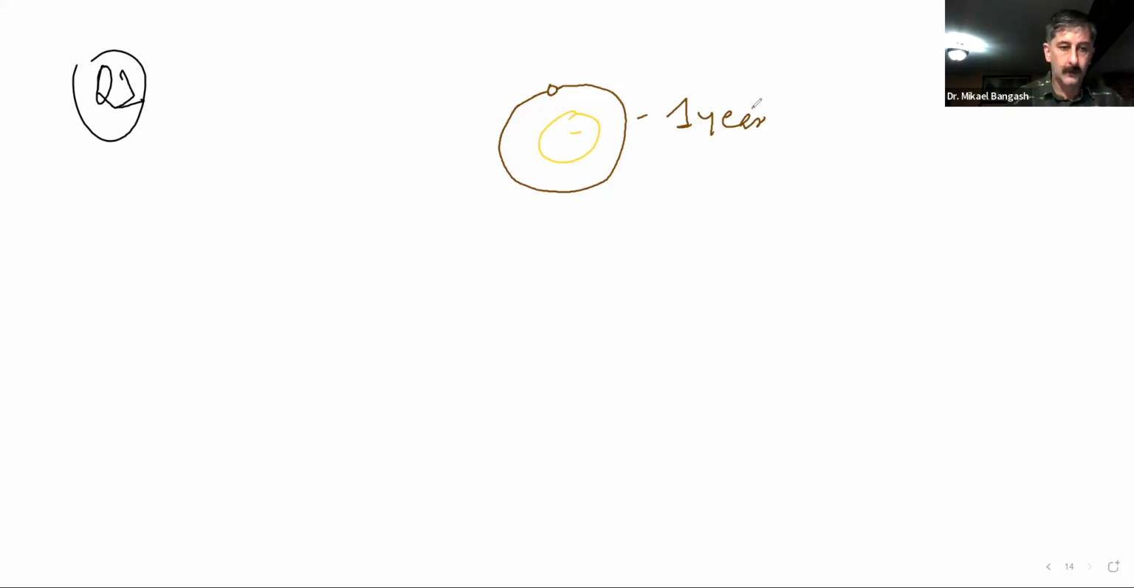Whereas if we said this was the Earth, and we say that this is the Earth's axis, then one rotation around that axis is going to be 1 day.